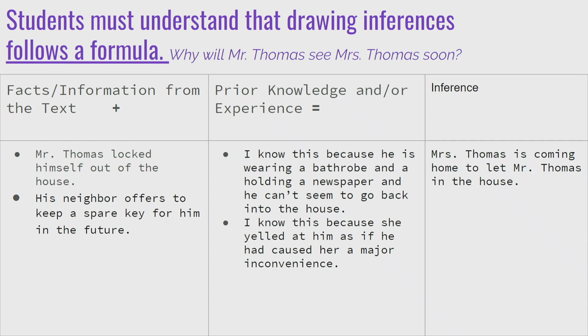Our prior knowledge that we have with that evidence is, I know this because he is wearing a bathrobe and holding a newspaper, and he can't seem to go back into the house. We know if we're wearing a bathrobe, we are in the house. The inference that we're going to make with that is Miss Thomas is coming home to let Mr. Thomas in the house. We also found another piece of evidence to help us support that inference. His neighbor offers to keep a spare key for him in the future. Our prior knowledge with this is, I know this because she yelled at him as if he had caused her a major inconvenience. So we know all of that supports our inference that Miss Thomas is coming home to let Mr. Thomas in the house.